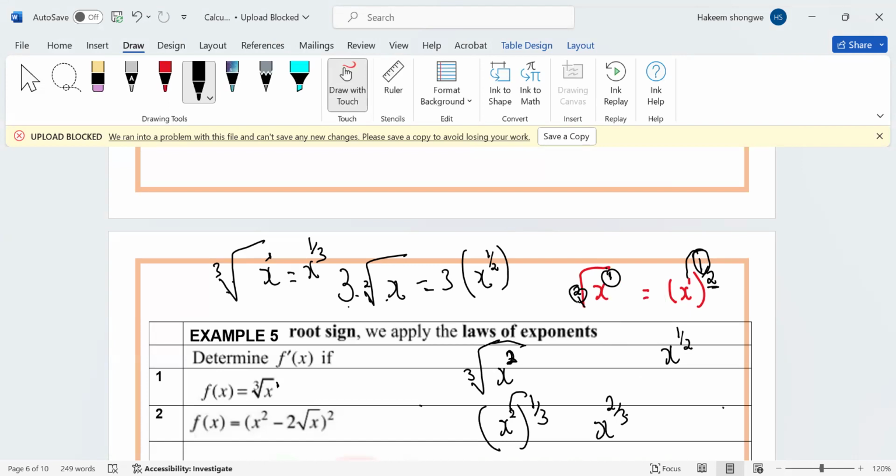Okay, why is this important? It's important because now we cannot differentiate a root. We first have to apply the exponential laws. So let's do number 5. Example number 5, number 1 first. So what are we going to have here?